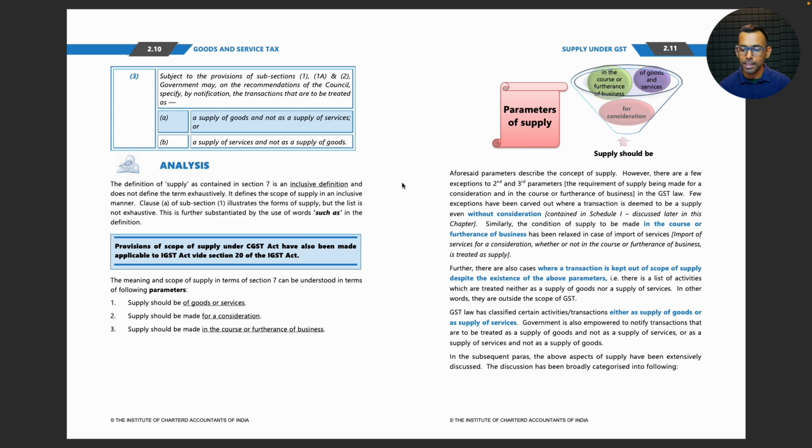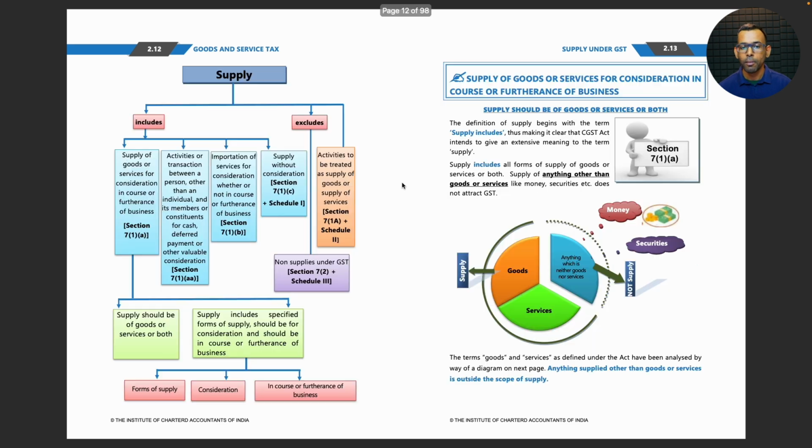GST law has classified certain activities or transactions either as supply of goods or as supply of services. Government is also empowered to notify transactions that are to be treated as a supply of goods and not as supply of services, or as a supply of services and not as a supply of goods. In the subsequent paras, the above aspects of supply have been extensively discussed. The discussion has been broadly categorized into the following.